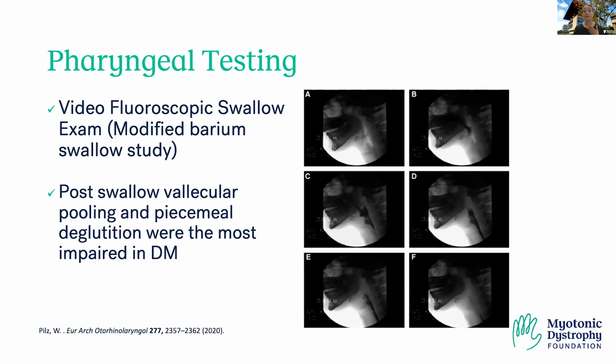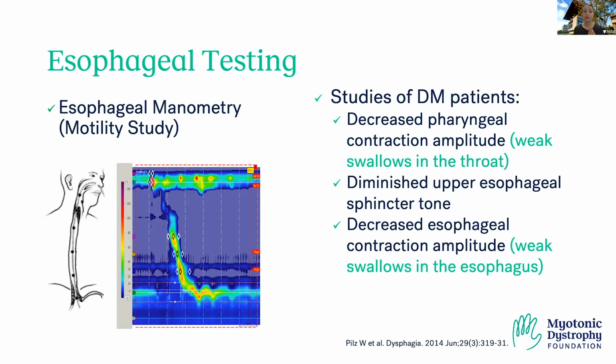Sometimes we extend this swallowing study to the esophagus, and we look at the esophagus to see how bad the abnormal contractions are. And for evaluating the esophagus, we can also do esophageal manometry. Manometry is the test that shows whether your esophagus is working properly.